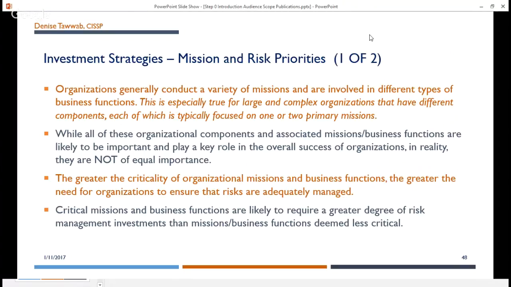So the greater the criticality of a mission or a business function, then the greater the need for the organization to ensure that risk related to that mission and business function are adequately managed. Critical mission and business functions are likely to require a greater degree of risk management investment than business functions that are deemed to be less critical.